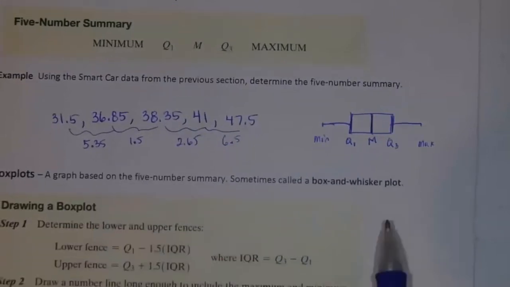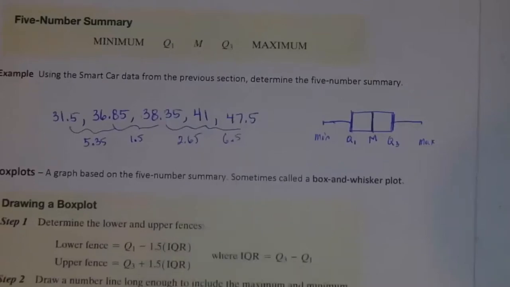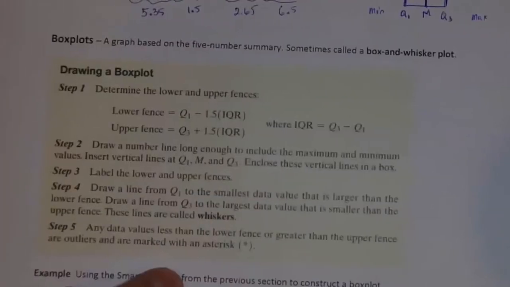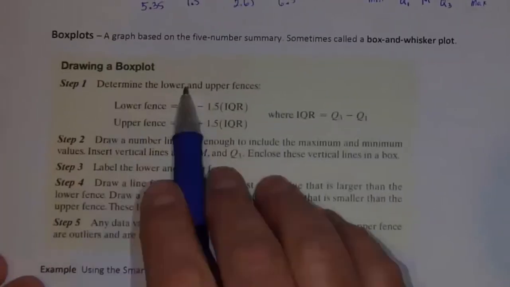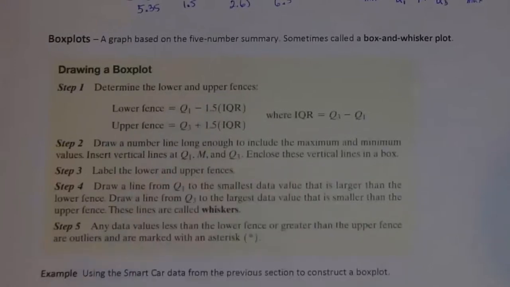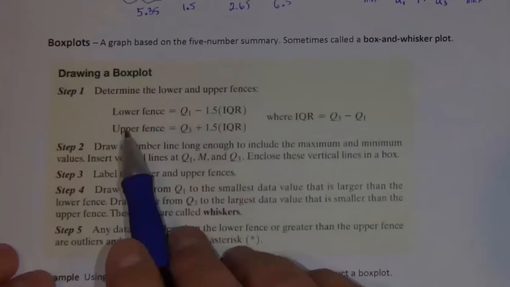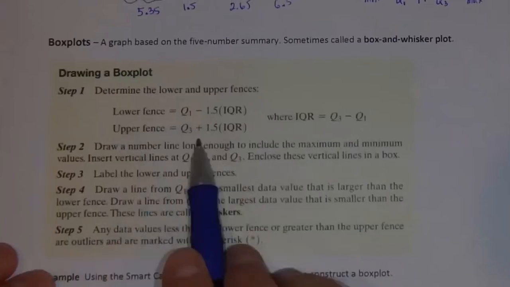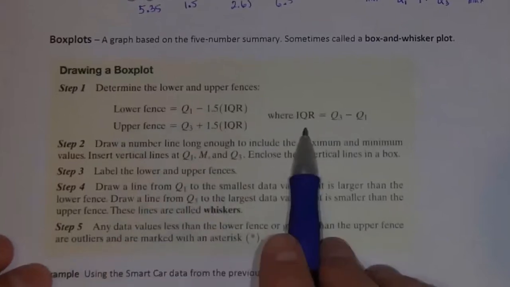Now, typically, if our data includes any outliers, we will also want to flag those outliers in the box plot. We don't have to, but generally we will want to identify outliers with our box plot. So how do we go about drawing a box plot? Well, the first step really is to identify any outliers. So we're going to determine the lower fence and the upper fence to identify any outliers.